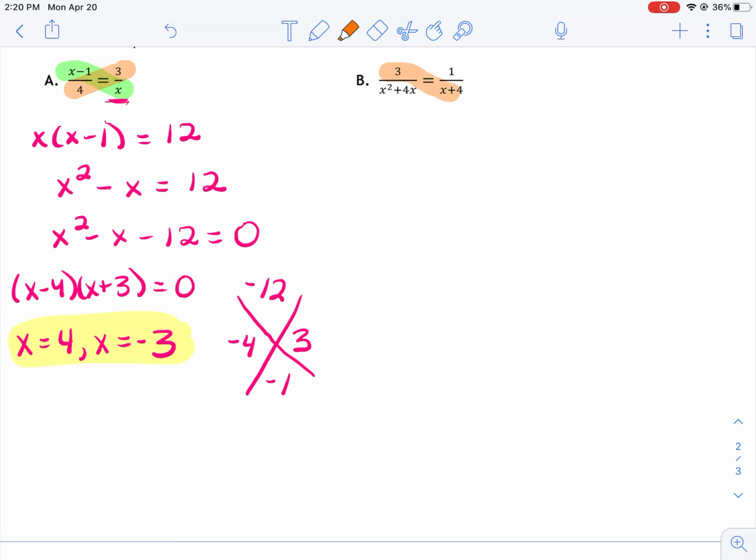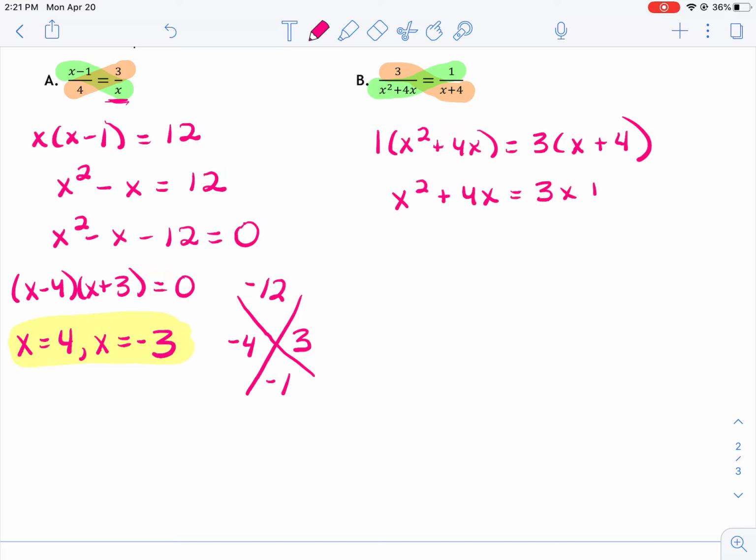All right, so let's do one more of these where we have to factor. So this time when we cross multiply, we have 1 times x squared plus 4x equals 3 times x plus 4. Okay, on the left side, when I distribute 1, I just get x squared plus 4x. And on the right side, I get 3x plus 12. And because I have an x squared, I have a couple constants, and I have a 12. That tells me to set everything equal to 0.